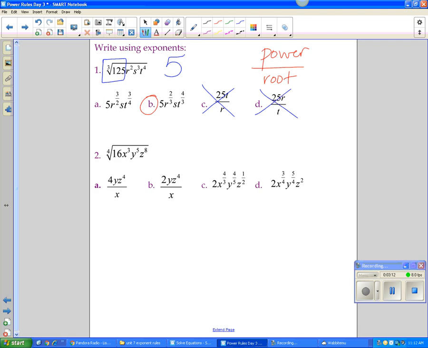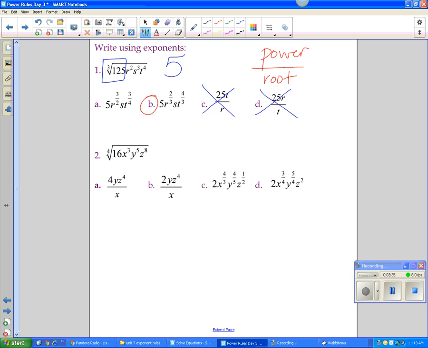But let me keep talking for another minute. Does anybody know where this 3 came from on the bottom? The 3 on the outside, which is the root. So the root number goes on the bottom. Now for T, what was the power of T? 4. That's where the 4 came from. And the 3 was the root on the outside.